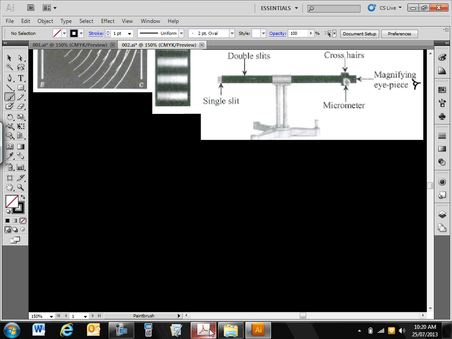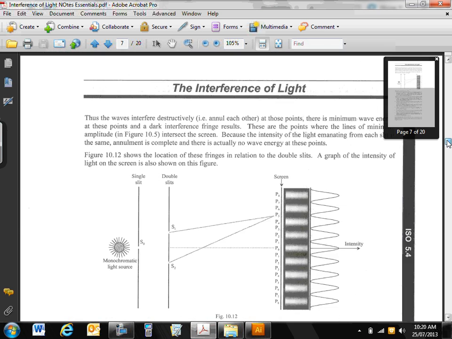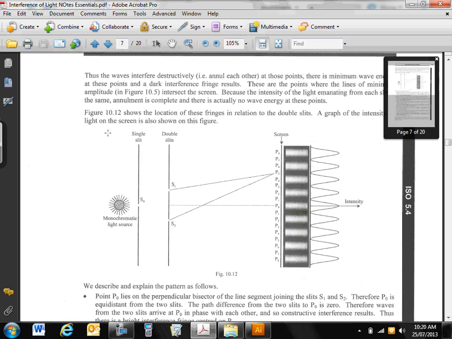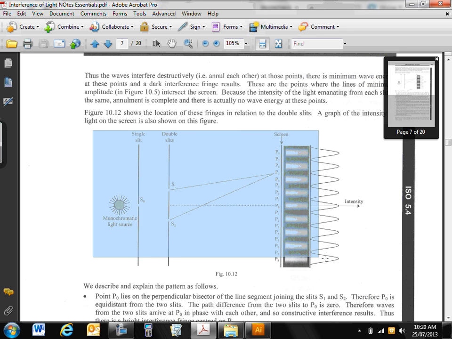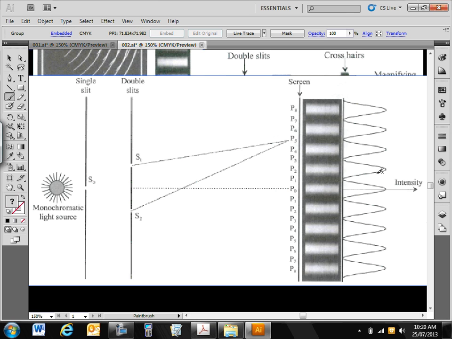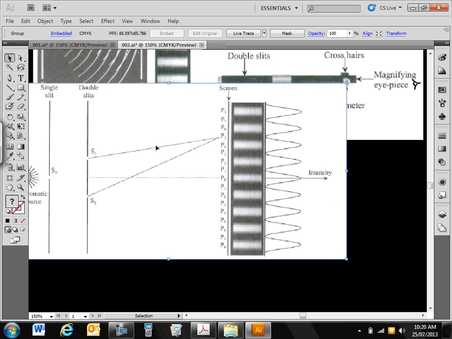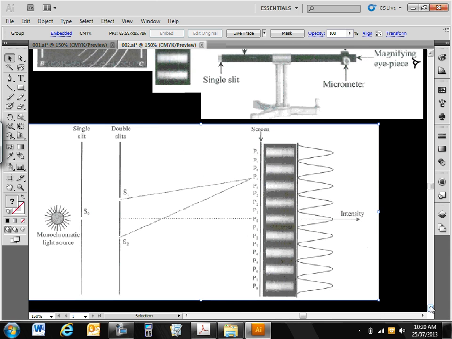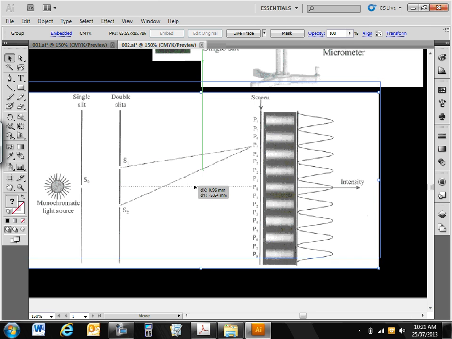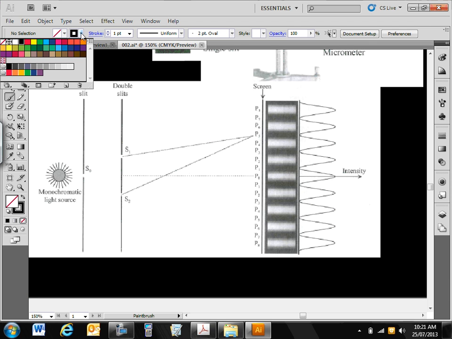The next diagram, I'm not going to draw again. Here's another schematic of what's going on inside the interferometer. Now, we have a monochromatic light source here.